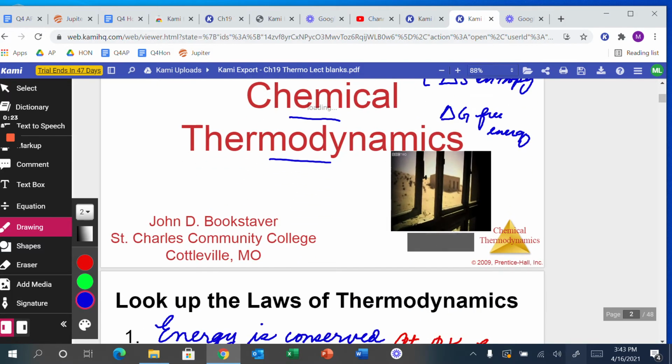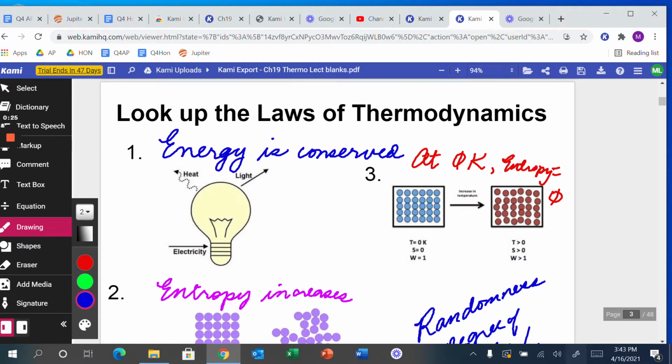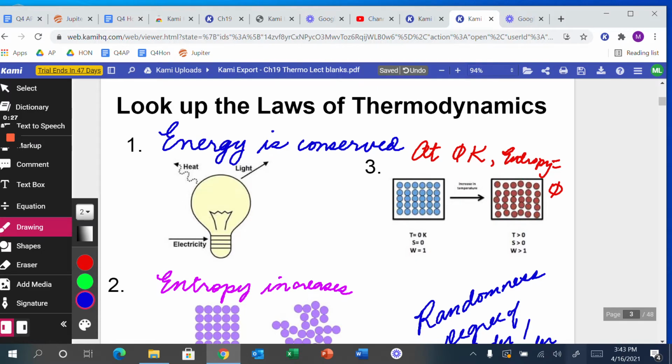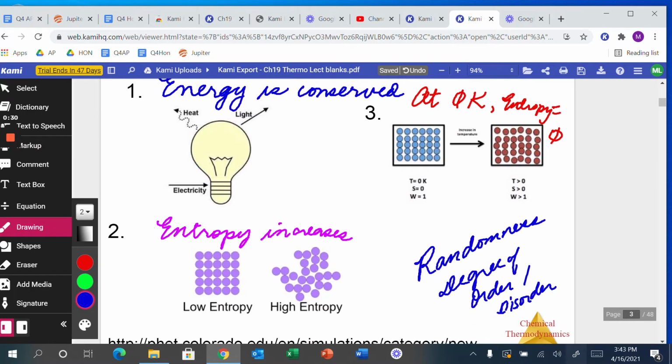Okay. First, let's discuss the laws of thermodynamics. The first one is that energy is conserved. So if you put energy into a light bulb, all that energy that you put in must add up to what comes out, light and heat. Okay, this equals this.